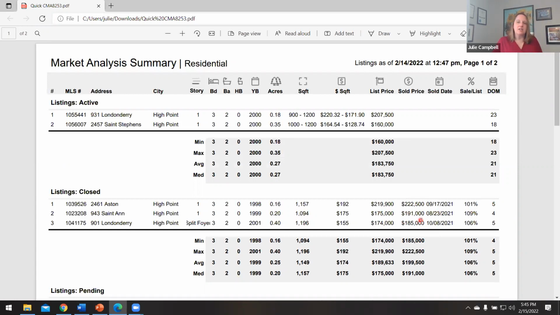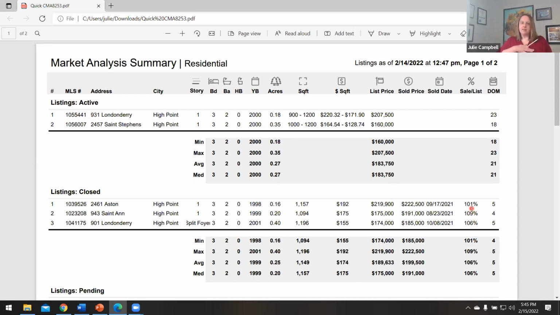Absolutely. What we're seeing in this market, Danielle, very good observation, is that our sale list price is over 100%, which means they're closing for more than what we're listing for. Buyers have to be competitive in these multiple offers, so they're coming in at higher asking prices.